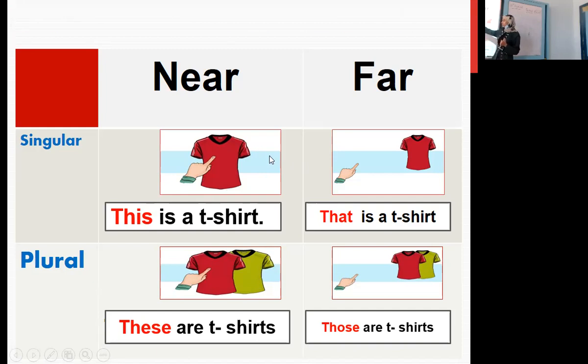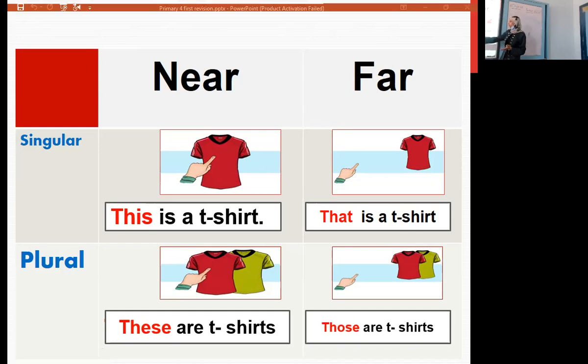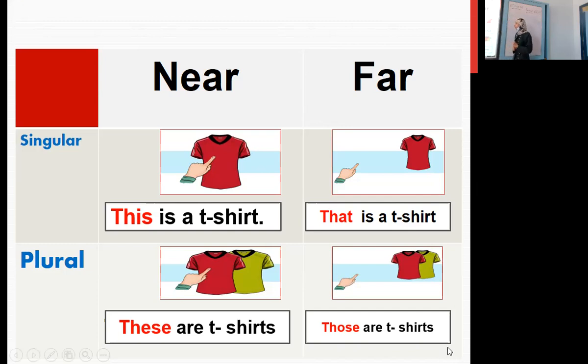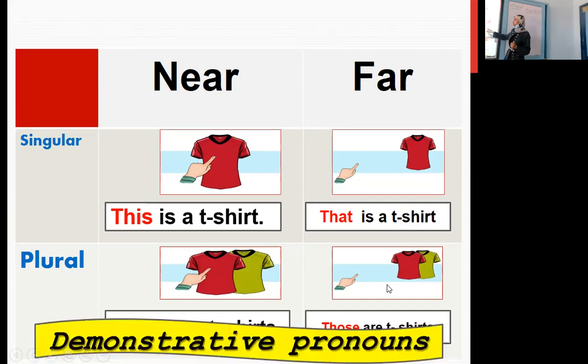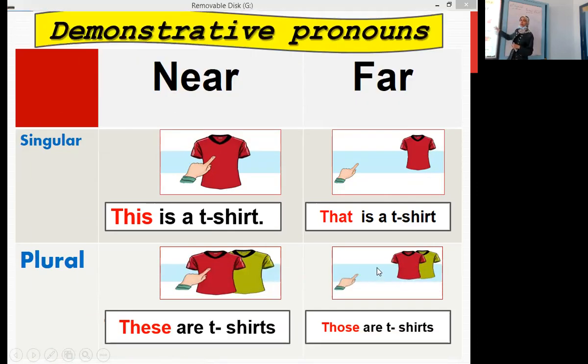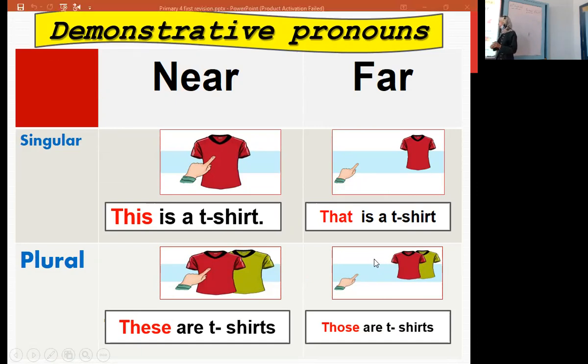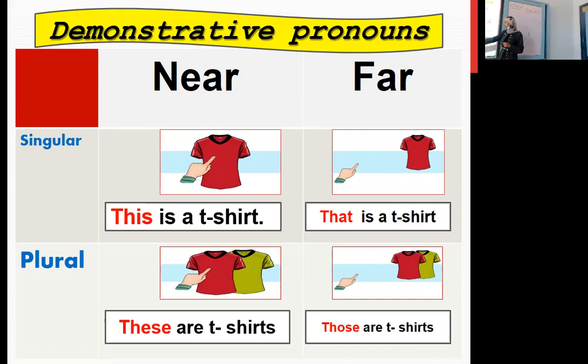If the thing is near and it's singular, we can say this. And if the thing is far and singular also, we can say that. If the thing is plural, we can say these for near things and those for far things. Okay? This, that, these, and those, all of them are called demonstrative pronouns.